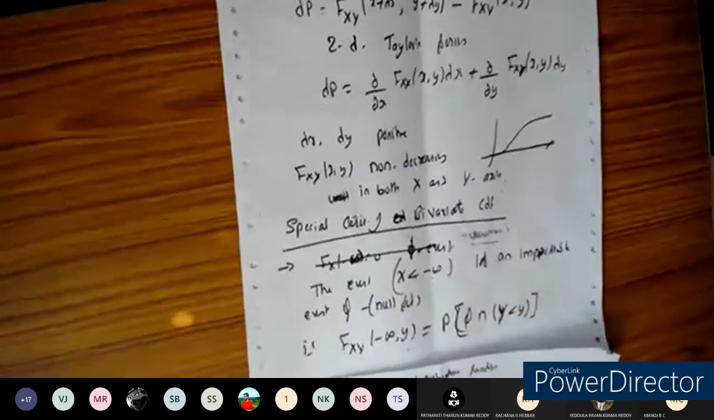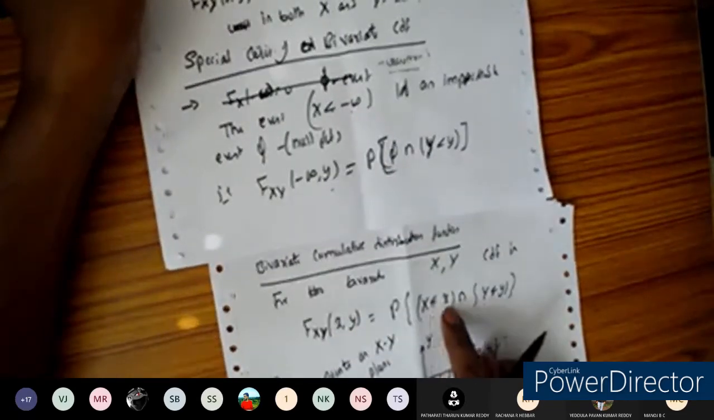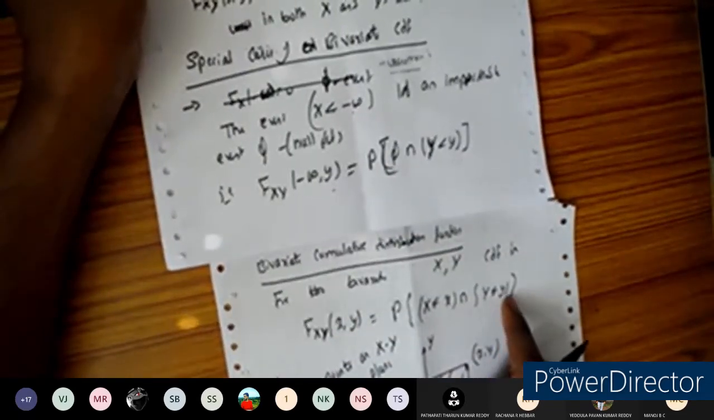Getting the same concept here, so you can see the concept. Okay, you can see right now. FXY can be defined as the probability that X can take the value less than x, intersection with Y can take the value less than y.